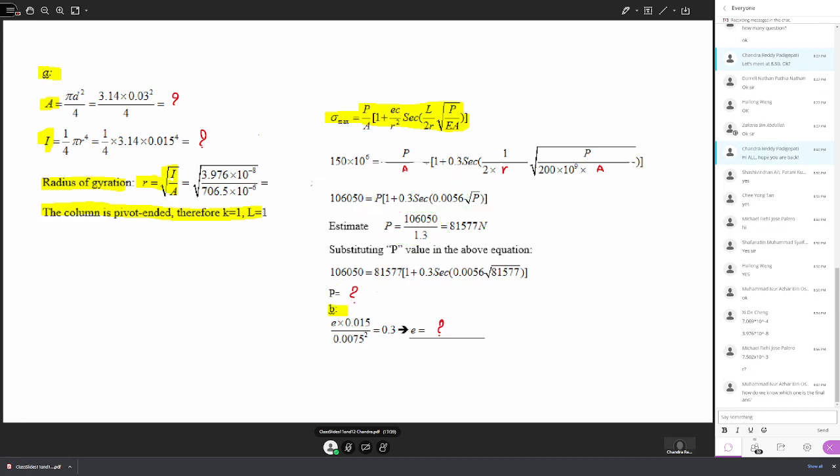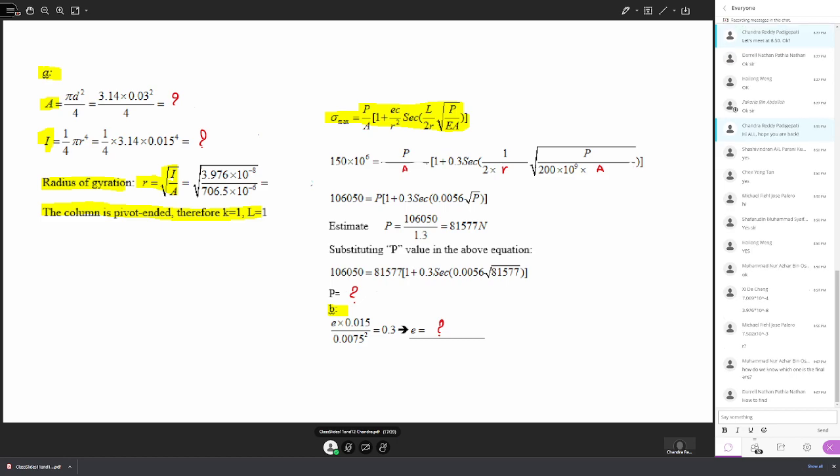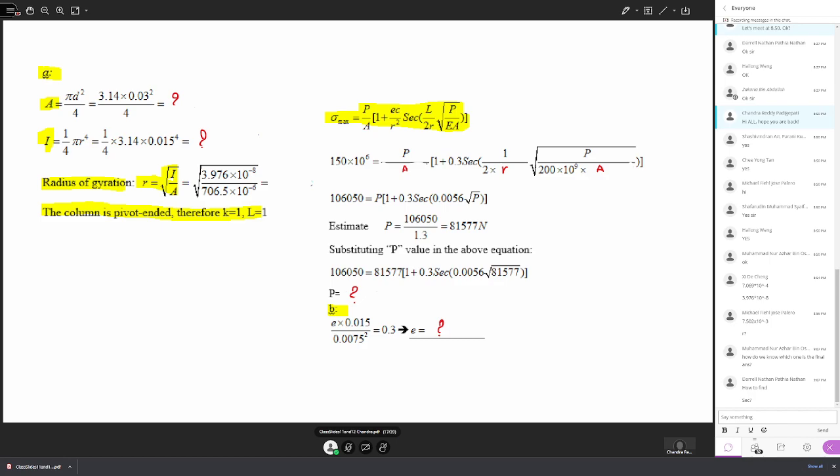How do you know which one is the final answer? The one which is closer to your right-hand side. So how to find it? You have to do 2 or 3 times.